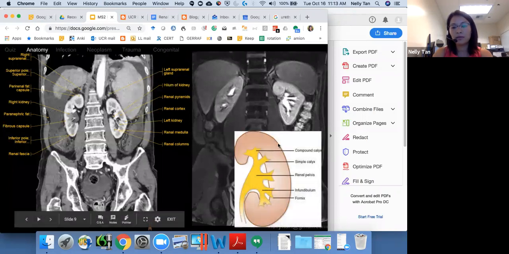These are parts of the kidney. So a compound calyx, that just means there's more than one calyx. You have a simple calyx, which is a single. The renal pelvis, you have the infundibulum that leads into the renal calyces, and then the fornices, which are at the tips. You can sometimes get fornicial ruptures.